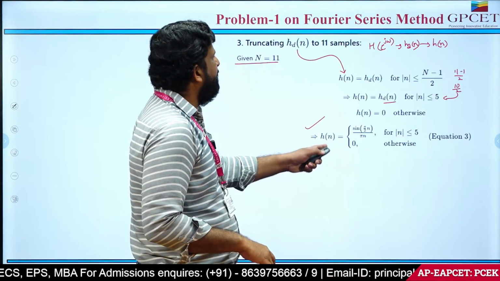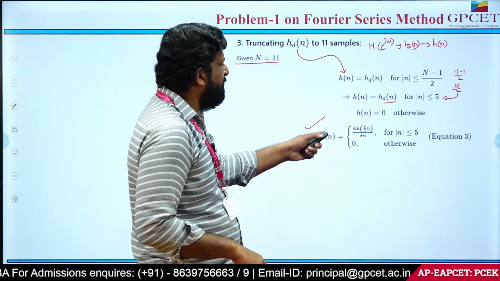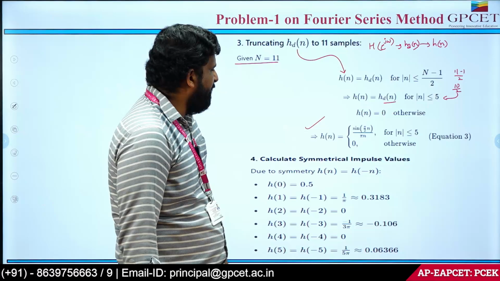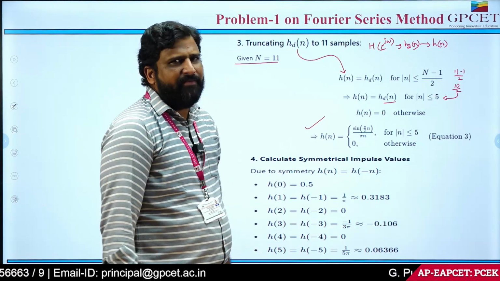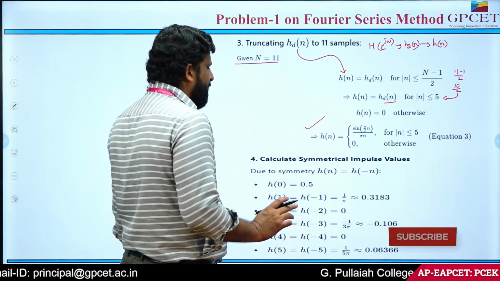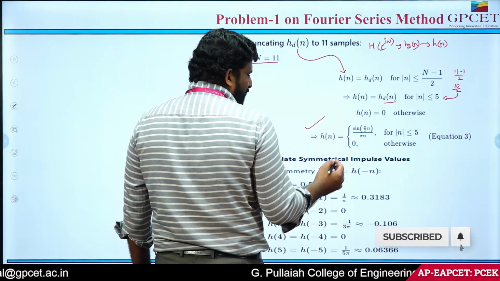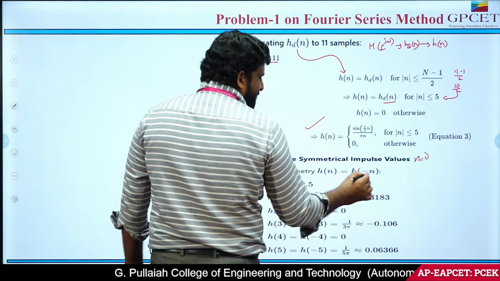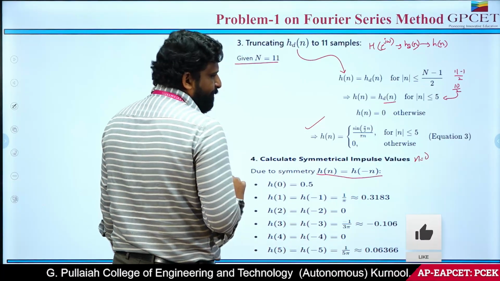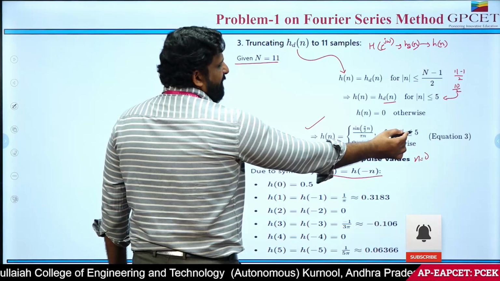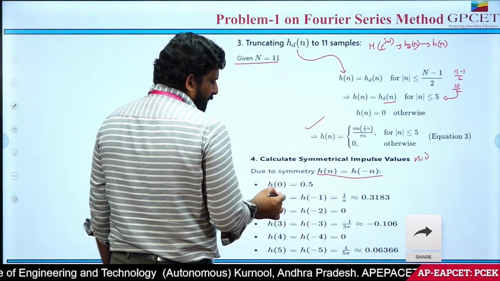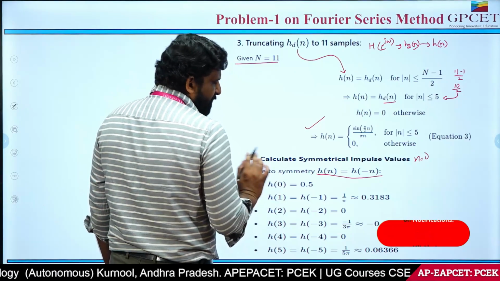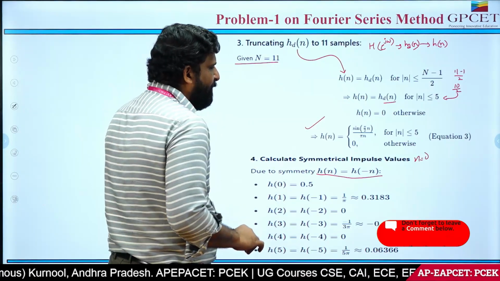What we have done here is truncated hd of n so that it is converted into h of n. After truncation, what we have to find out, with the help of the property we discussed, I told you to keep it in mind, is the symmetrical impulse value. For all values, h of minus n will be equal to h of n. So how many values do we have to find here? 5 values, that is h of 0, 1, 2, 3, 4, 5. We have to find the symmetrical impulse values.